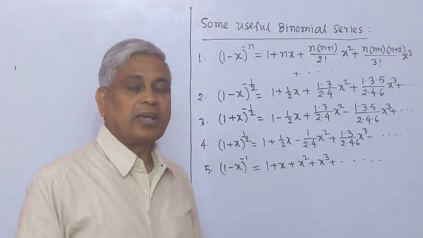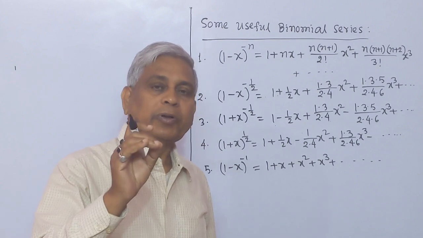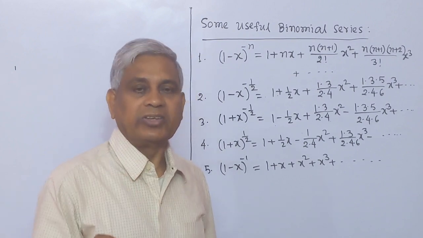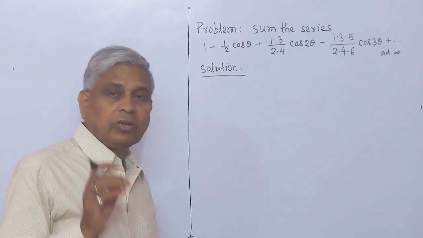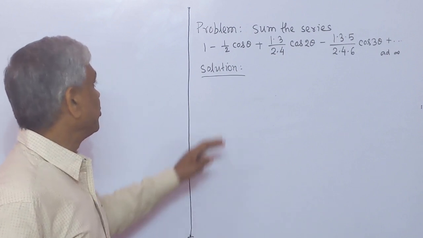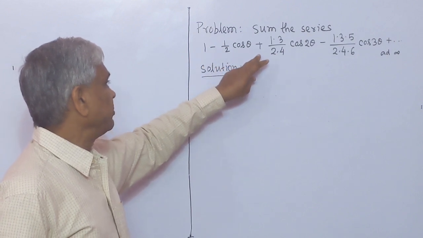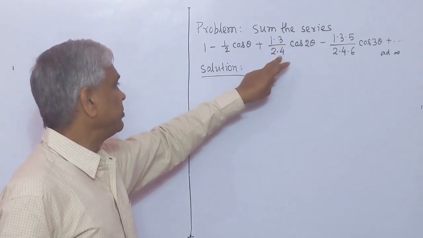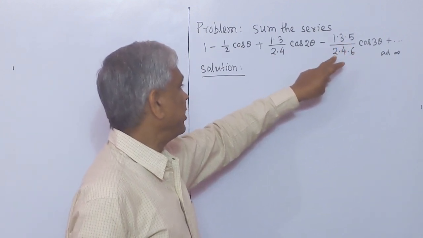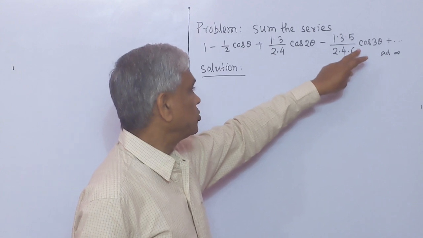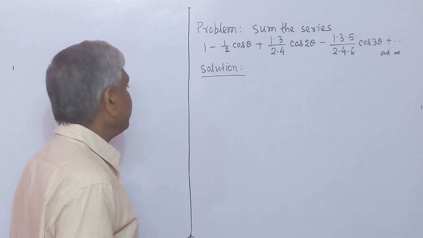These expansions are very useful to solve the problems of summation of trigonometrical series by using the C+iS method. Now we solve a problem. The problem is: sum the series 1 minus half cos theta plus (1·3)/(2·4) cos 2 theta minus (1·3·5)/(2·4·6) cos 3 theta plus dot dot dot. Now we solve this.